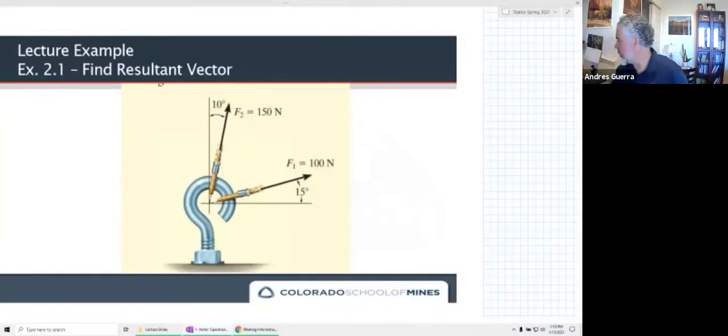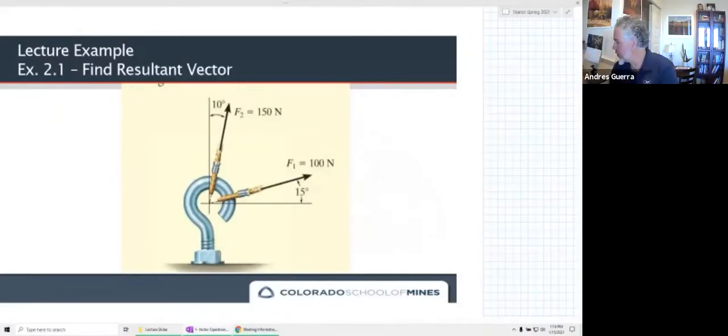I also made a little prop here of this system. And so I have a 100 Newton force right there, and I made it 10 inches long. And then the 150 Newton force, I made it 15 inches long. And so that's representative of those two forces, right? And so we just want to find the resultant.